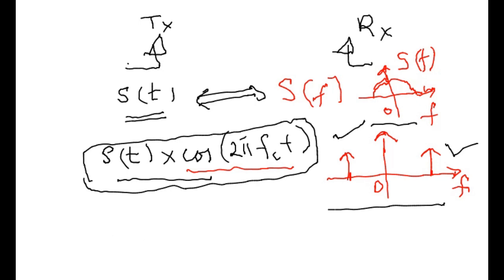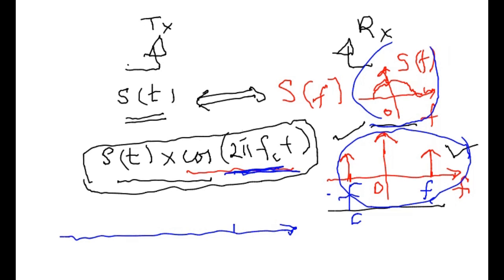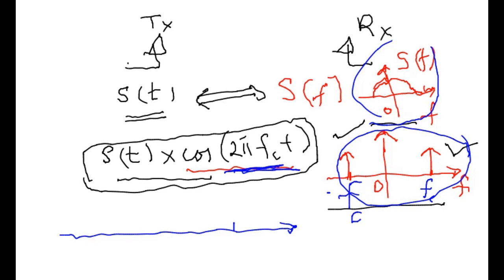Let me write this convolution and draw the result of convolution. When you convolve these two signals, S of F and this one, suppose this is your F. These impulses are at FC and minus FC, because the cosine wave is at FC and minus FC. If you convolve these two, what would you get? We are going to get this signal.